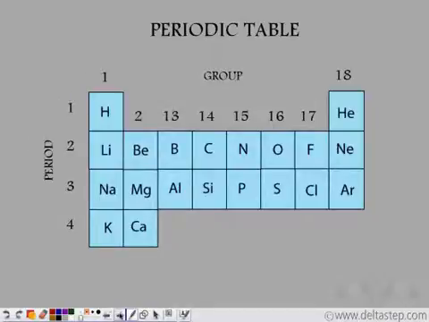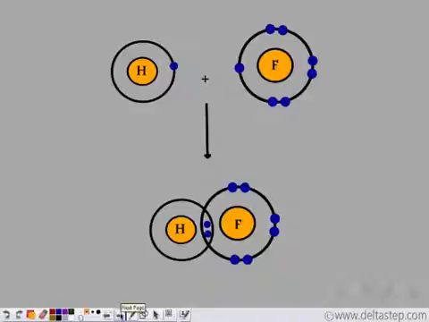Now let's take an example. We have hydrogen. It combines with fluorine. Hydrogen has 1 valence electron. Fluorine has 7 valence electrons. We know hydrogen behaves like halogens. So the ionization potential, electron affinity and electronegativity show the same trends as in the case of halogens. So they form a covalent compound.